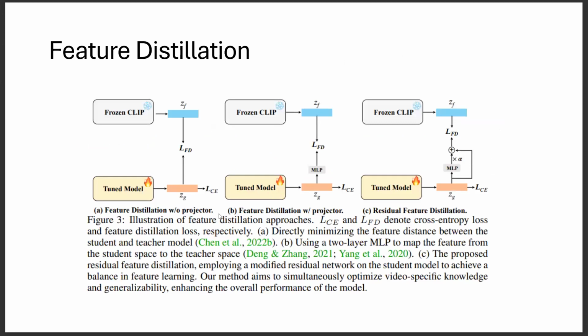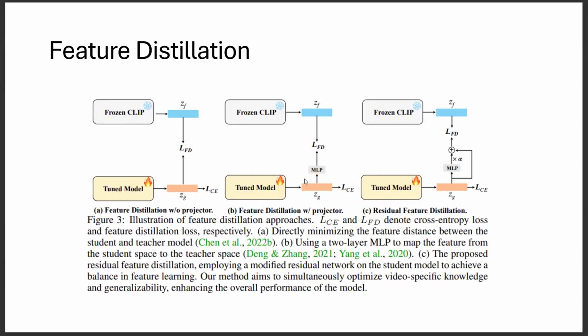So the next part is feature distillation. For feature distillation, there could be three methods. Let's say this is the teacher model and this is the student model. After inputting the text and image, we can get the embeddings from both, the teacher model's embedding and the student model's embedding. So we can directly apply L2 loss here. This L_FD is just L2 loss. If you just apply L2 loss, that's one way of feature distillation.